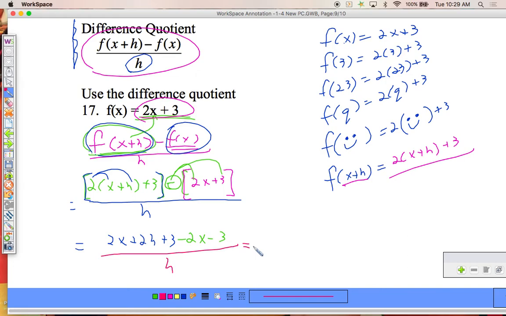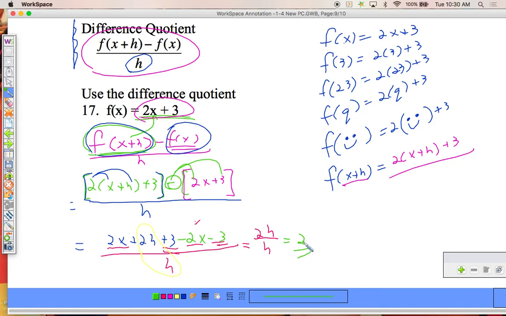All right, so I'm going to add like terms. 2x minus 2x, that's a good thing. 3 minus 3, that's a good thing. And I'm left with 2h over h. So this is all I have left. Everything else canceled, which is just 2. And that's your answer.